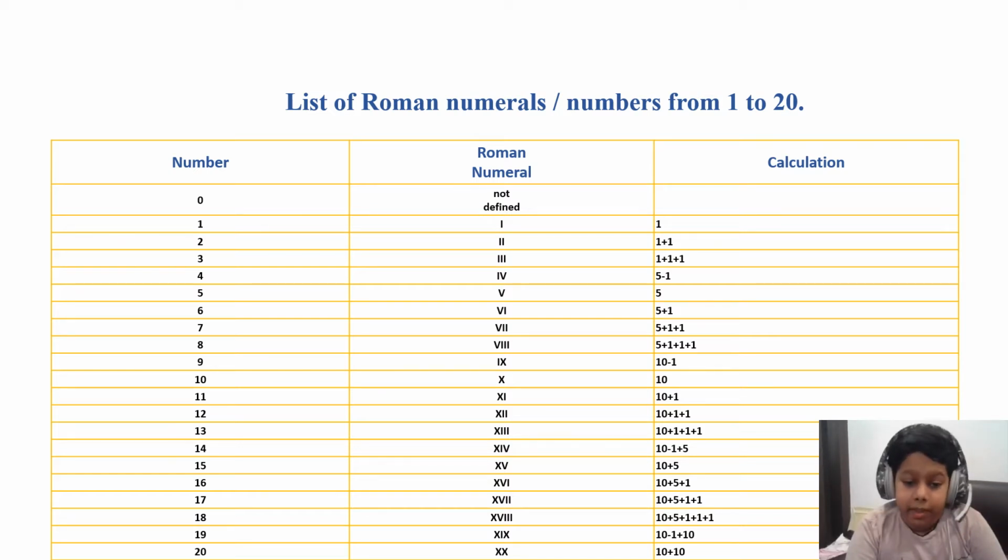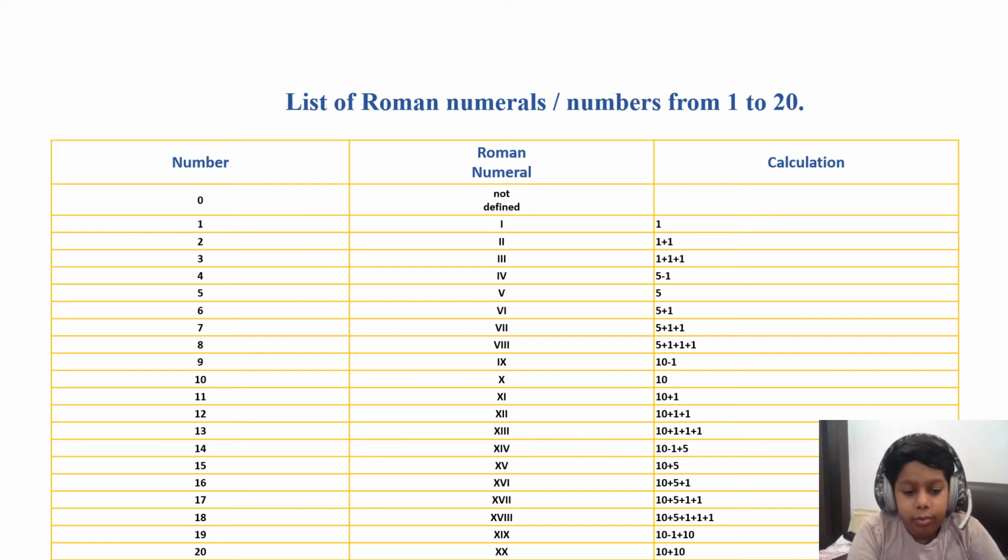The calculation part. 1 is just 1, 2 is 1 plus 1, 3 is 1 plus 1 plus 1, 4 is 5 minus 1, 5 is 5, 6 is 5 plus 1, 7 is 5 plus 1 plus 1, and 8 is 5 plus 1 plus 1 plus 1, and 9 is 10 minus 1 because the I is before the X. 10 is X, so it's 10.